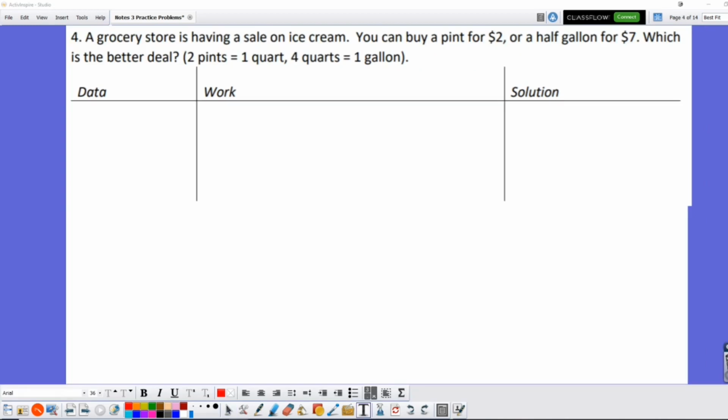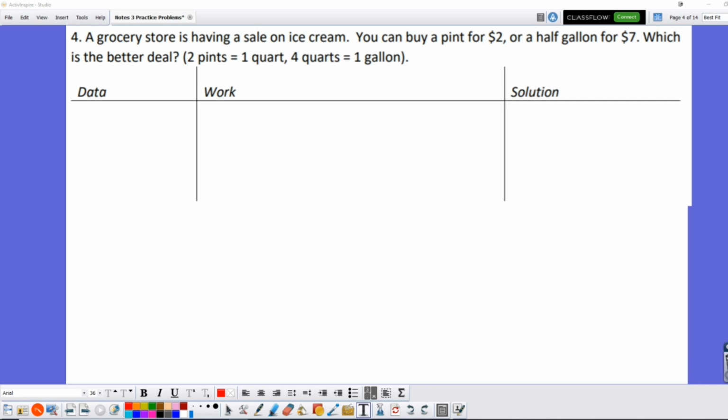Problem number 4 says a grocery store is having a sale on ice cream. You can buy a pint for $2 or a half gallon for $7. Which is the better deal? And the conversion factor for pints to gallons and quarts was given to us. 2 pints is equal to 1 quart, and 4 quarts is equal to 1 gallon. All right, so this is something that you might actually run into in the future, is bulk sales, or understanding if a bulk item is actually cheaper or not.